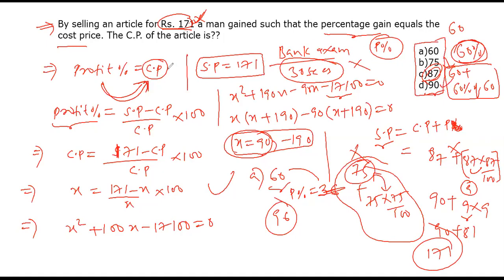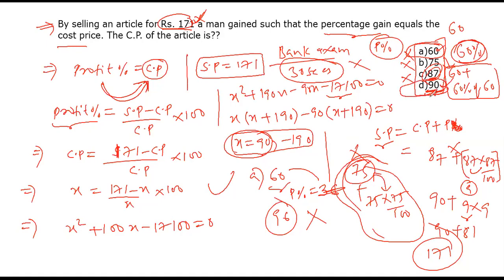I can't say for every question that the options method is fast, but for this question, the options method is very fast. Because once you identify that 60% of 60 is 36, so 96, discard this. Now when you know percentages quickly, you'll know that 75% of 75 will be a decimal. So this is eliminated. And 87% of 87 is again a decimal; if you add it to 87, it is again a decimal. So the only option left is 90.